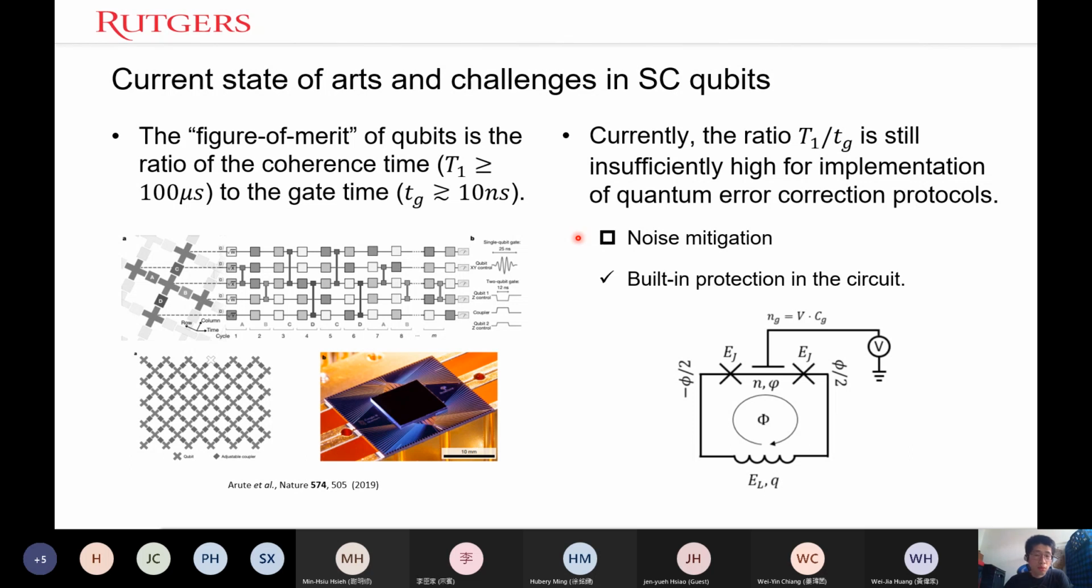To implement error correction protocols, this ratio must be increased further by at least 1 to 2 orders of magnitude. And there are several approaches to tackle this challenging problem in superconducting circuits, and one of them is mitigating the noise by material, like improving the material or the readout circuits and so on. The other direction is to try to build circuits that have built-in protection at the hardware level, and we pursue the second approach in this talk.